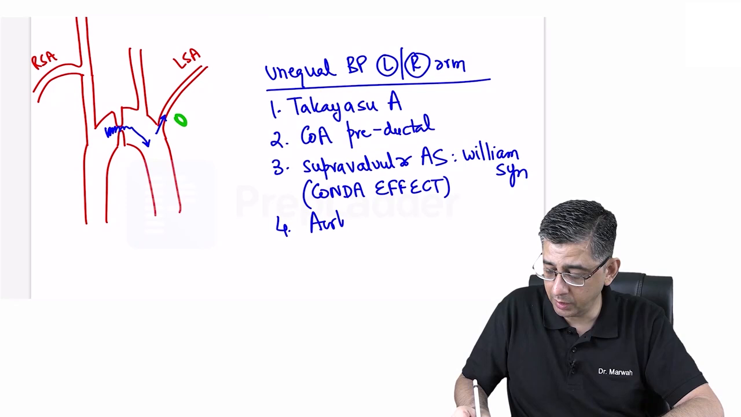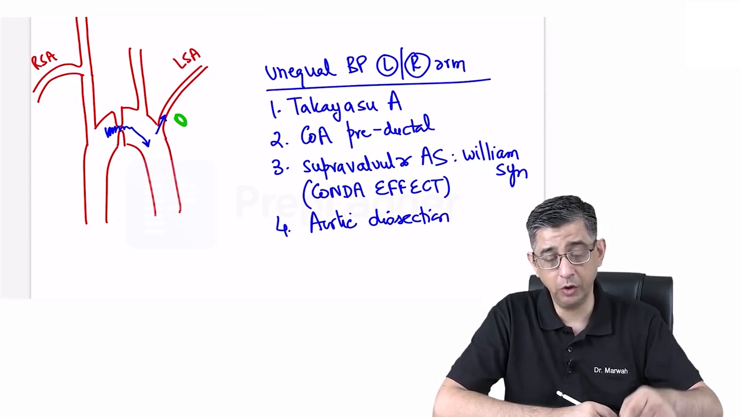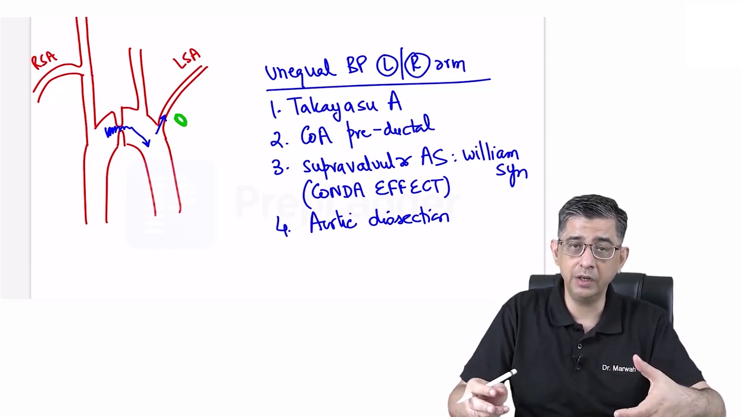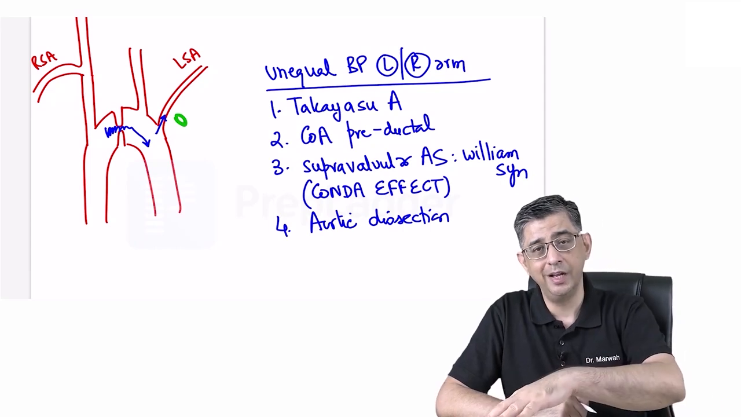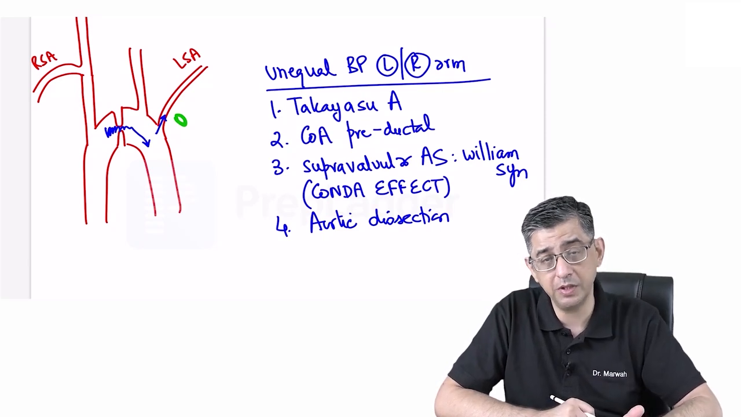Point number 4 is not going to have, I would say, a chronic presentation: aortic dissection. In fact, one of the commonest causes of aortic dissection is hypertension, and once that tear occurs, the tear in the aorta will extend. It can go into the carotid arteries and cause neurological manifestations also.